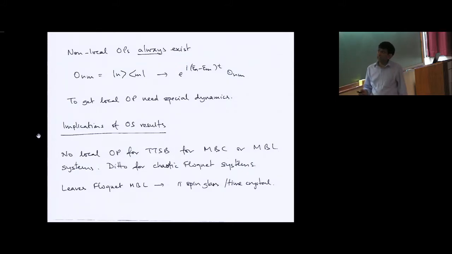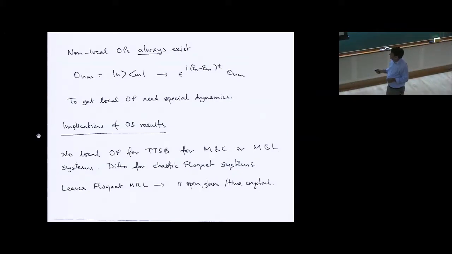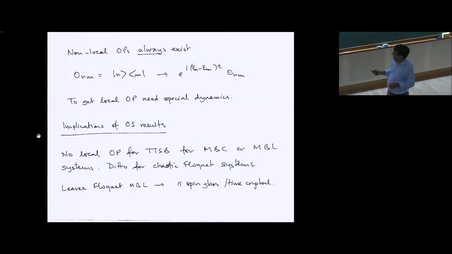Among other things, we just finished saying that for any many-body chaotic system, or even a Hamiltonian many-body localized system, we argued at the start that any local operator spreads. So if it spreads, it doesn't get back to itself under a phase. So those systems, by this definition, can't exhibit time translation symmetry breaking. Likewise for chaotic Floquet systems, because the same thing will happen there.